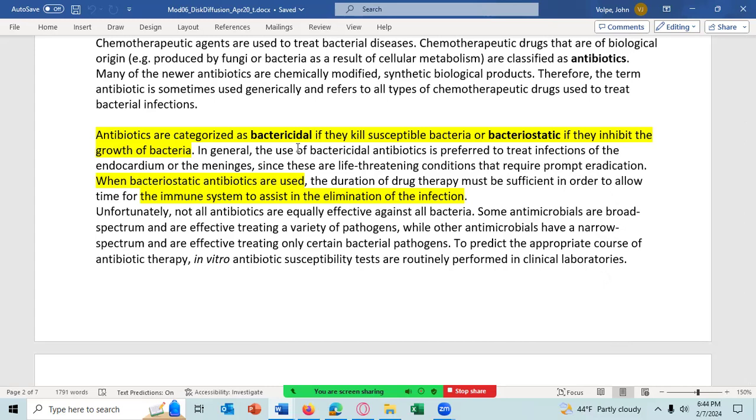When you apply a bacteriostatic antibiotic, you're relying on the host immune system to assist in the elimination of the infection, because the antibiotic that's bacteriostatic simply stops the growth of the bacteria. It does not remove them. Any questions about any of that? All right.